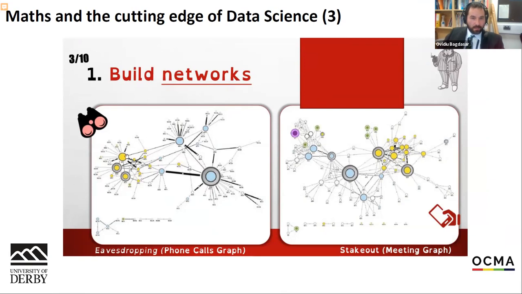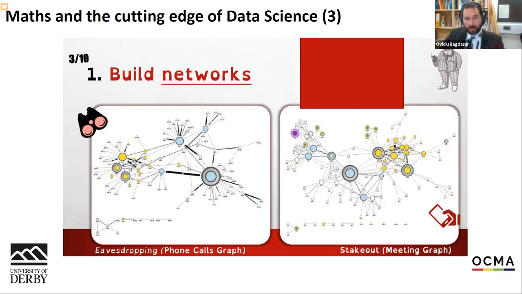So the nodes in this network are the different suspects. Then you have edges. In the first network, you have an edge every time a phone call is made between two people. The higher the number of calls, the thicker the edge gets, and also the larger the node becomes. This first network was obtained from eavesdropping, and then there was another network based on meetings between the members. Extracting this information from the juridical acts, we were able to build a model of the network.